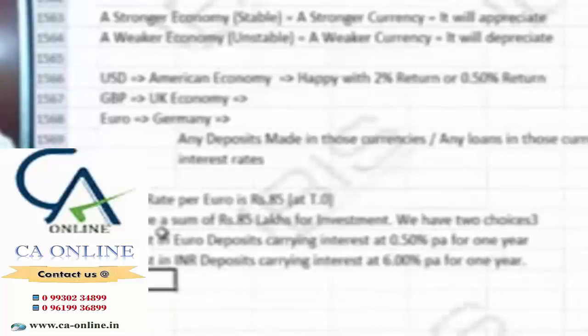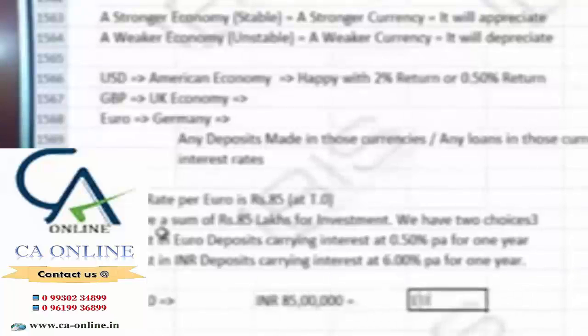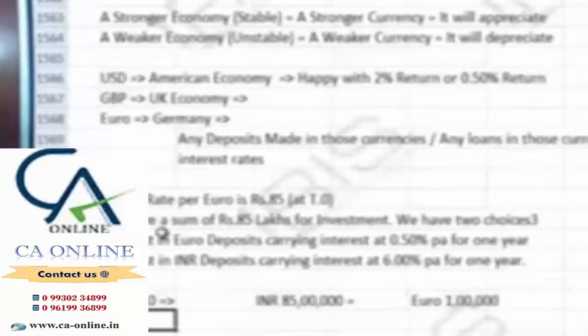Right? Now, today, forget interest rates. Today, do you have any specific preference between investing 85 lakhs, ignoring interest for a moment, versus investing 1 lakh euros? Technically, both are the same as on date. As at T0, what do we say? INR 85 lakhs is equivalent to Euro 1 lakh. I think we are relatively clear about that. As on date, this matches to the dot.